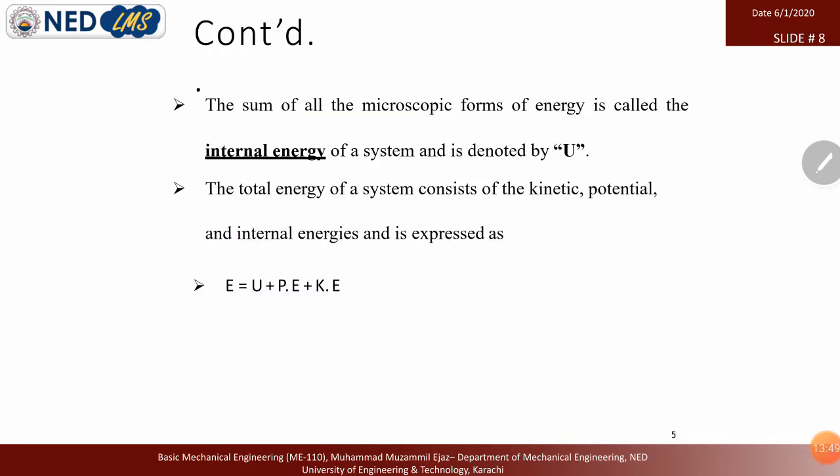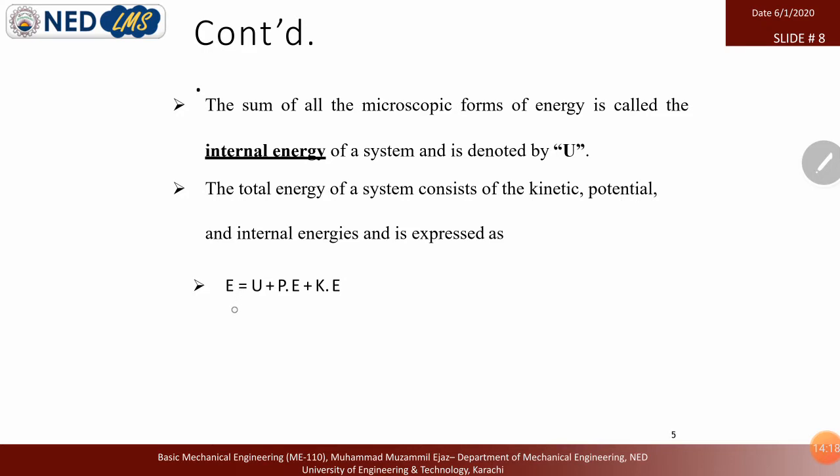So basically, what is microscopic energy? It is the sum of all microscopic forms of energy, called the internal energy of the system, and in thermodynamics it is denoted by capital U. The total energy of the system consists of kinetic, potential, and internal energy, and is expressed as E = U + PE + KE.